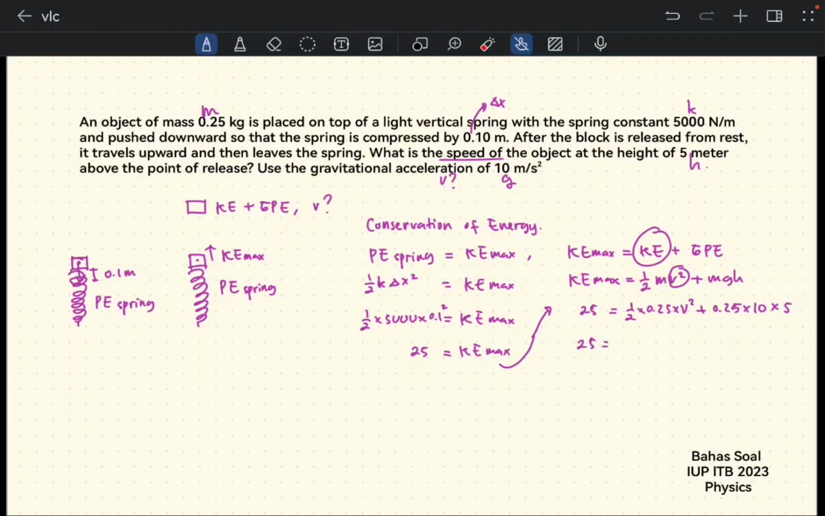25 equals 0.125 v squared plus this one, which equals 12.5, and then 25 minus 12.5 equals 0.125 v squared. 12.5 equals 0.125 v squared. So v squared equals 12.5 over 0.125 equals 100. So v equals root of 100 equals 10 meters per second.